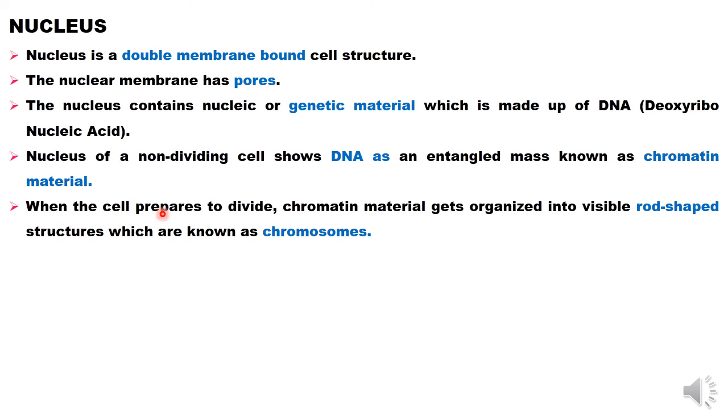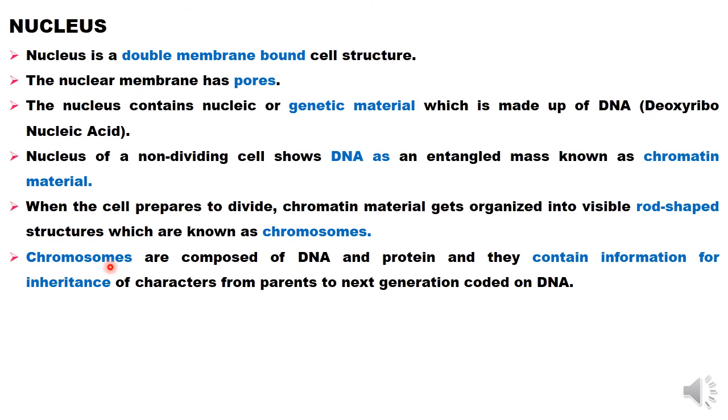Now when the cell is about to divide, chromatin material gets systematically organized and condensed into rod-shaped structures known as chromosomes. And the number of chromosomes will vary from one type of organism to a different type of organism. Now chromosomes, once more, remember, are composed of DNA and protein, and they contain information for inheritance of characters from parents to the next generation. Now where is this information present? It is coded on DNA in the form of genes, as we discussed. That particular region of DNA which codes for a particular kind of feature is known as a gene.